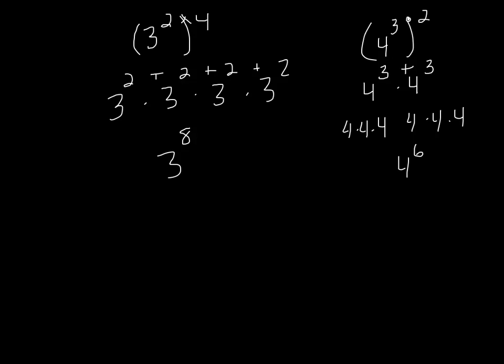Let's take a look at another example here. Say you have 7 to the 2nd power to the 9th power. Well, I don't want to write all those out, so I'm going to use the shortcut here. You have 7 to the 2 times 9, so this is going to give you 7 to the 18th power. 7 to the 2nd power 9 times is going to give you 18 total.